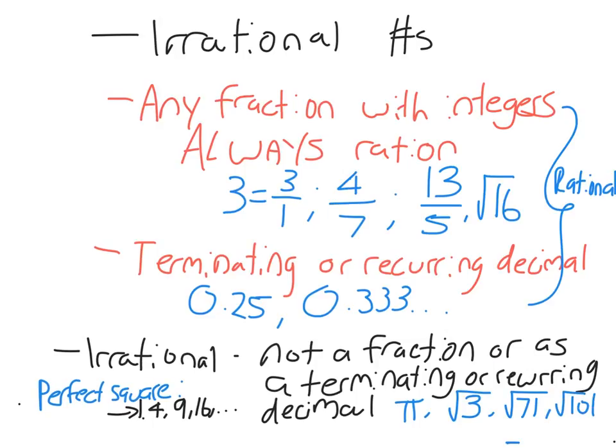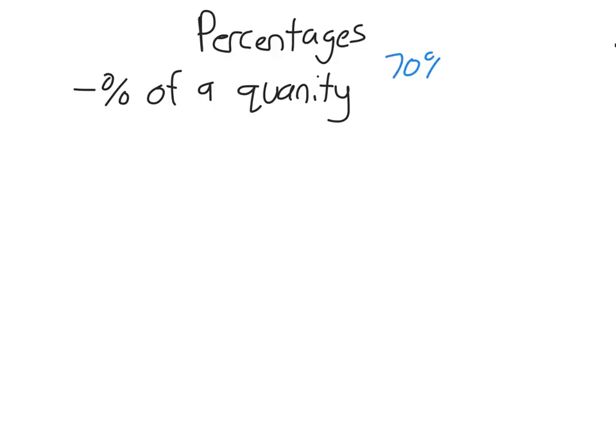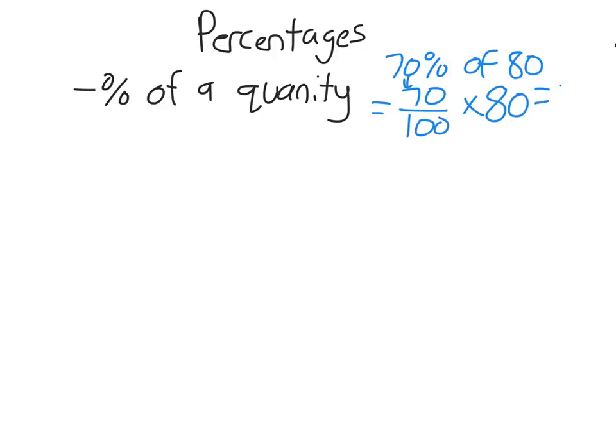All right, now I'm going to go through what you need to know about percentages. Firstly, you need to be able to find a percent of a quantity. Remember, I've said there are 2 steps to this. You firstly change the percentage to a fraction or a decimal, and then multiply by the quantity. So for example, 70% of 80 equals 70 over 100, so I've changed the percent to a fraction, times 80. Just put it on your calculator, you get 56.